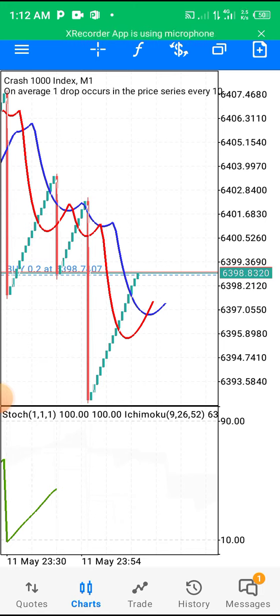So today I'm back with an amazing strategy. It's a strategy you can use in milking the market. It's very reliable and profitable.